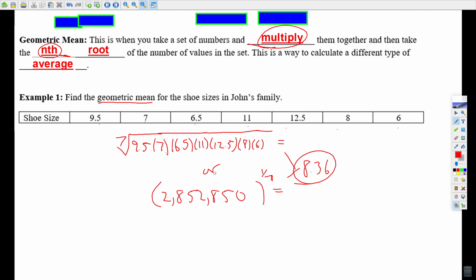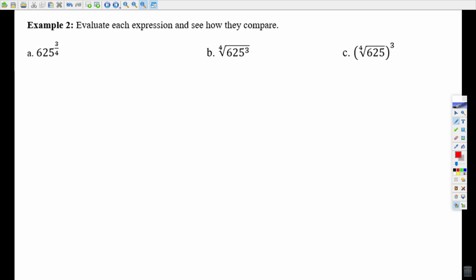Pretty simple. You just have to remember that you don't add them together. You don't divide. You do multiplication. So this is all multiply. And then you take the root of how many numbers there are.